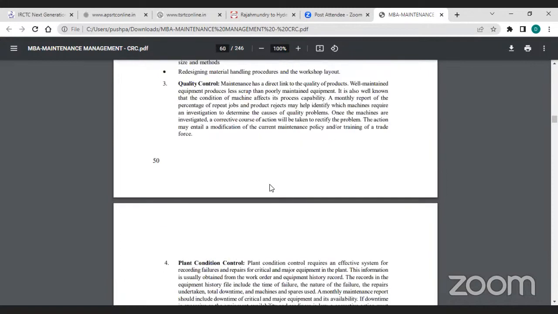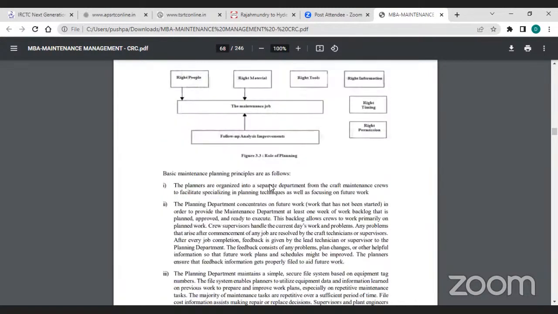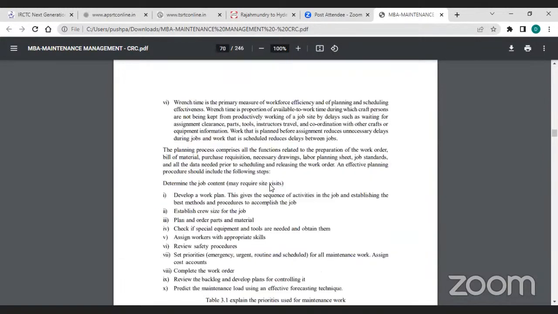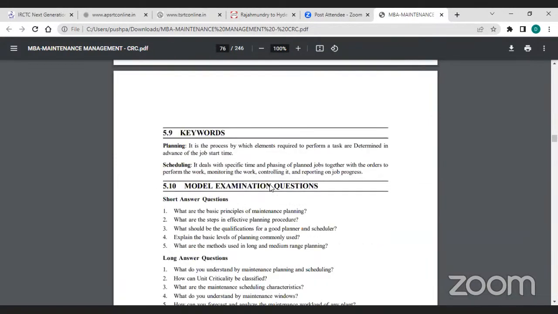So in yesterday's class, we were discussing how the scheduling will be done. In the last class, we discussed how the maintenance jobs are scheduled, what areas they concentrate on in the scheduling, and how the maintenance planning is done.